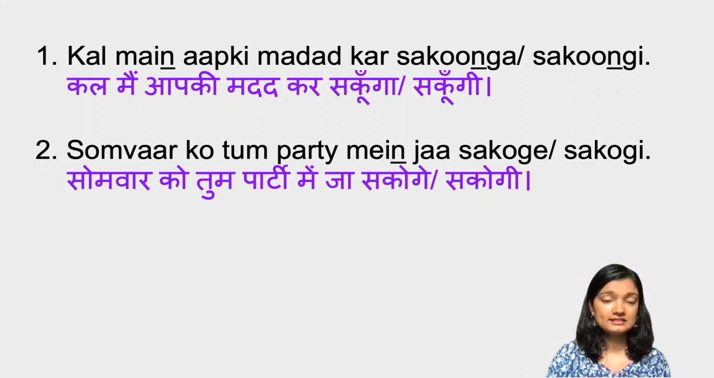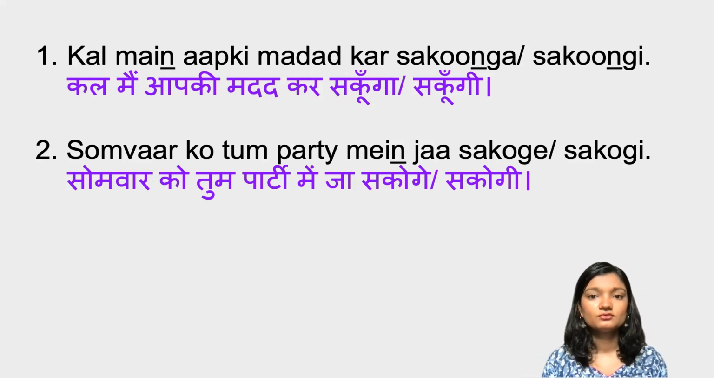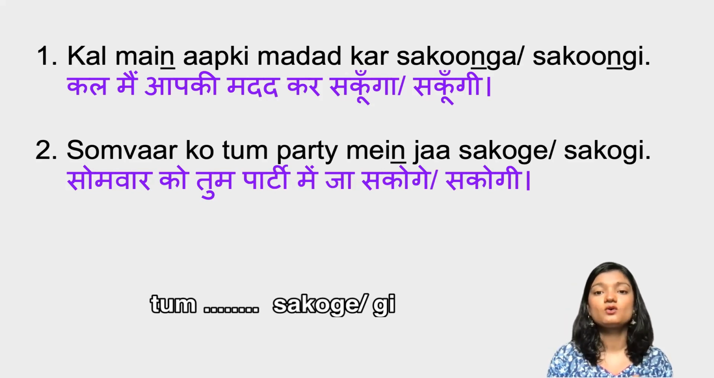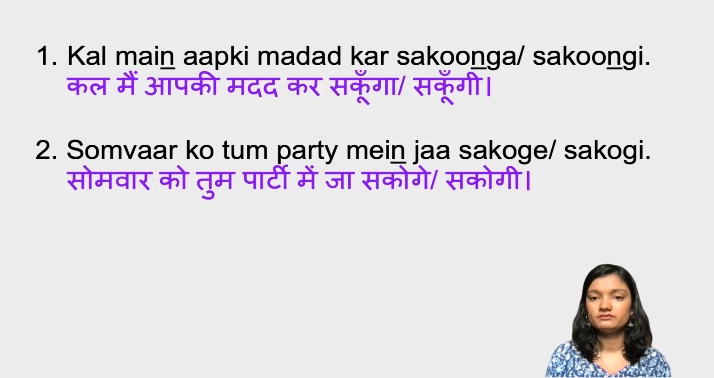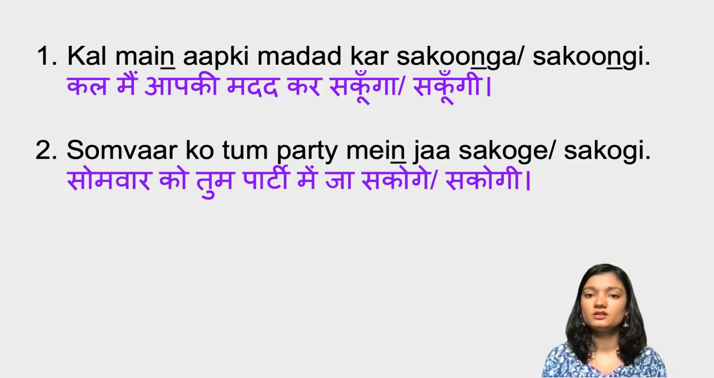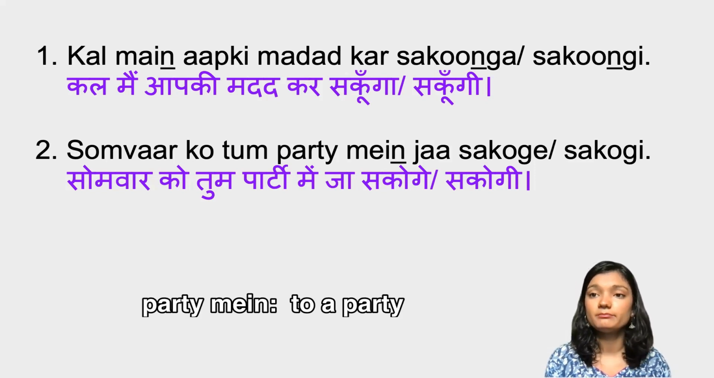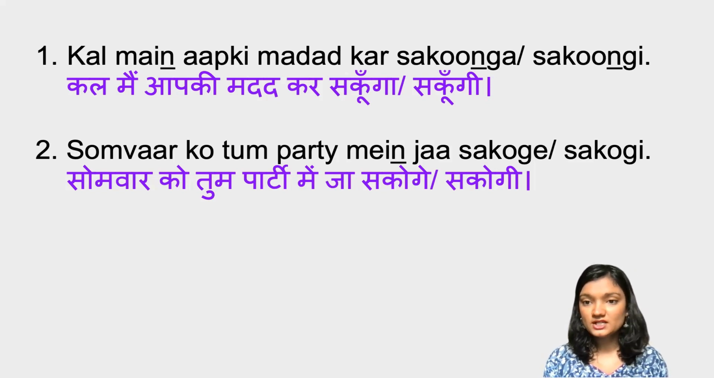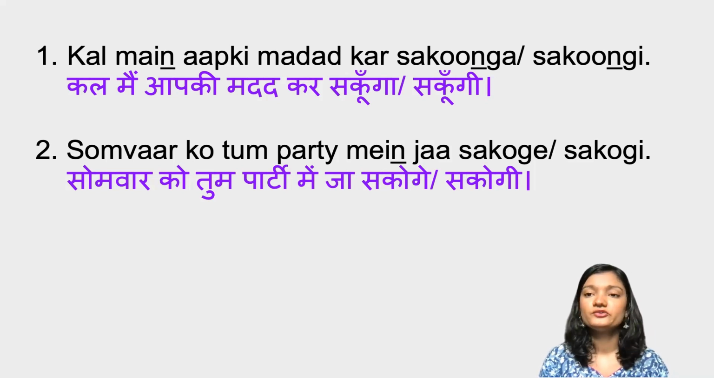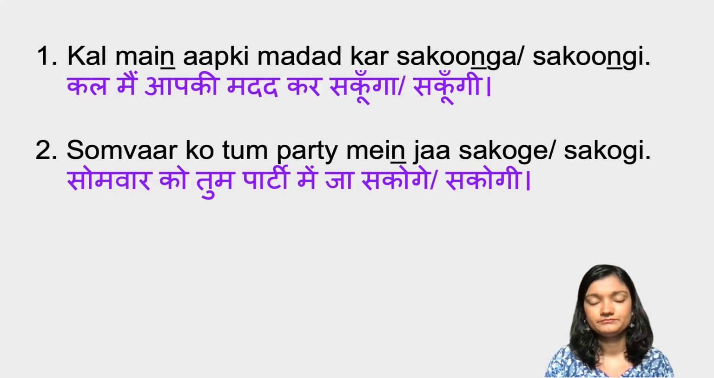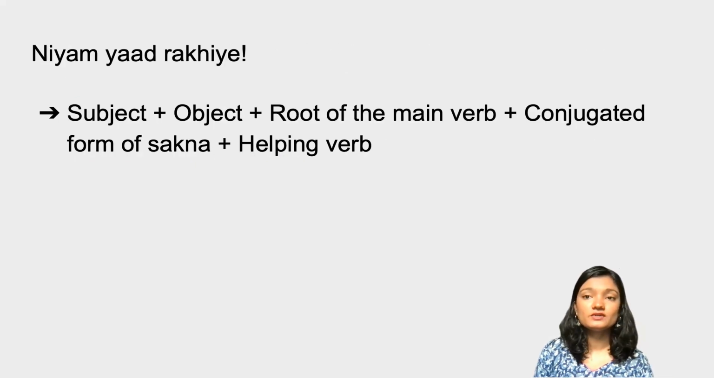Okay. And the last sentence is सोमवार को तुम पार्टी में जा सकोगे और जा सकोगी. तुम is always used with सकोगे or सकोगी. So jana means to go. Ja sakoge will be able to go. Ja sakogi will be able to go. Go where? Party mein. Party mein means to a party. सोमवार को तुम पार्टी में जा सकोगे / सकोगी. On Monday you'll be able to go to a party, or you'll be able to go to a party on Monday.